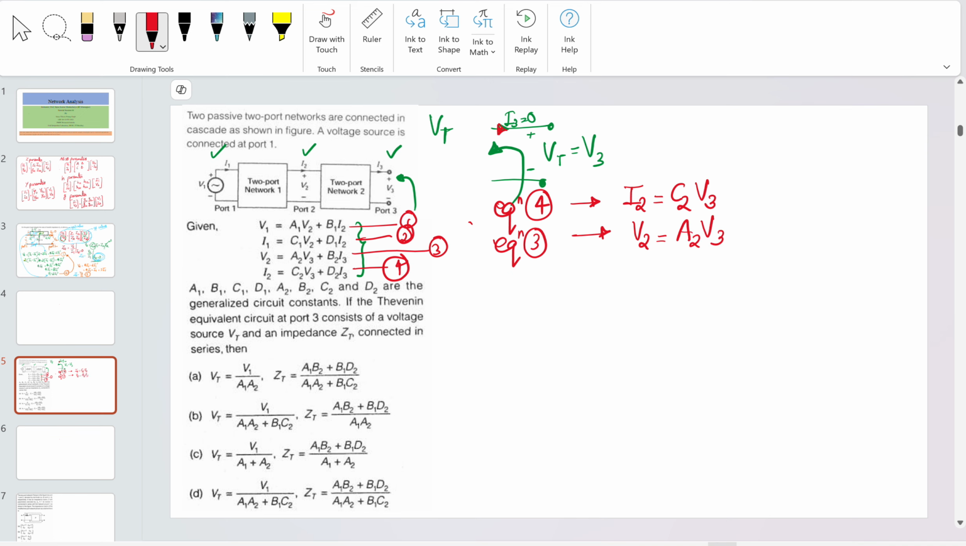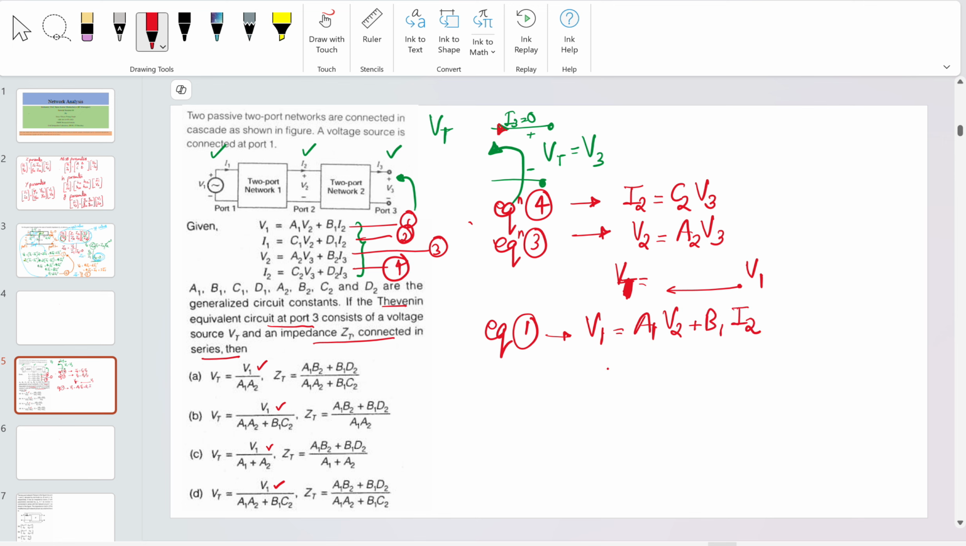So what we needed actually is V3 in terms of some factor times V1, which is equal to the Thevenin voltage VT. Here VT is connected in series, and we need the Thevenin equivalent in terms of V1. Here you can also see the V1 values are given. V1 we already know. From equation 1, we already saw that V1 is equal to A1 times V2 plus B1 times I2. What is the value of V2 basically?